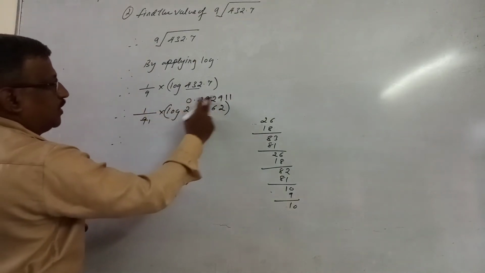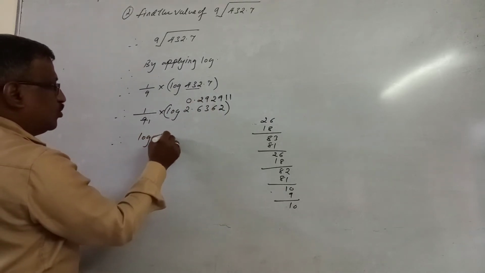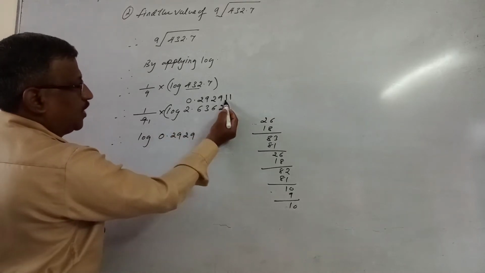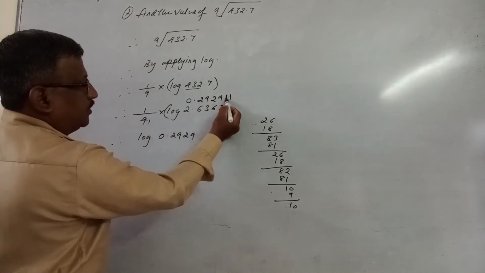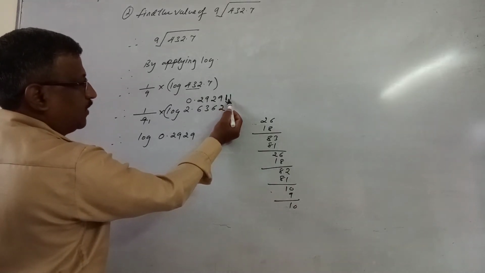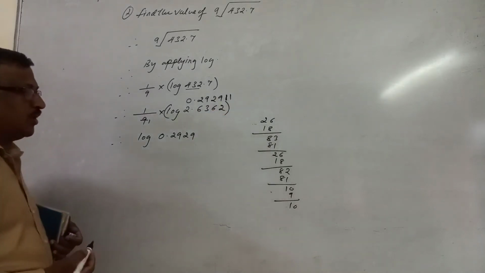So approximately you take the first 4 digits. So it is taken as log of 0.2929. Now if you go to approximate, the fifth digit here is 1. So as per the rule, if this number is 5 or more than 5, then only we increase by 1. If it is less than 5, then we should not increase. So as it is, you have to take. So it is taken as 0.2929.